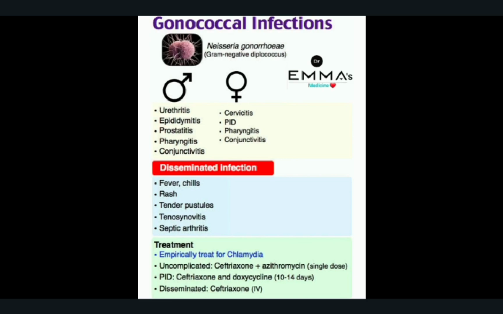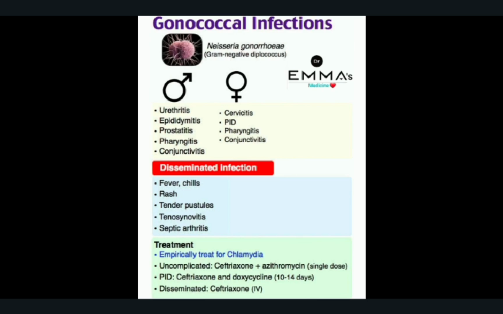In this video, I'm discussing gonococcal infections. So, what is the organism responsible for gonococcal infections? That is Neisseria gonorrhoeae. Remember, Neisseria gonorrhoeae, a gram-negative diplococcus, is responsible for gonococcal infections. There is a similar name, gonococcal and Neisseria gonorrhoeae. Now, it is a sexually transmitted disease. It has some effects on females and males.